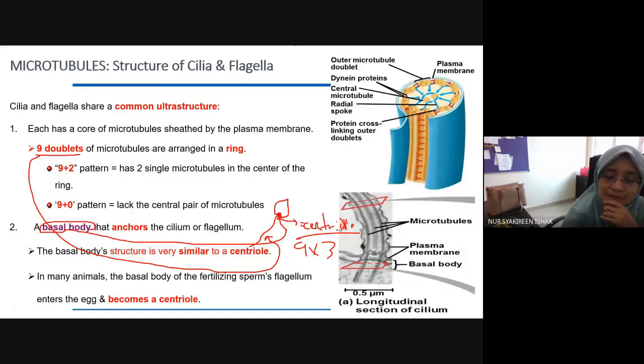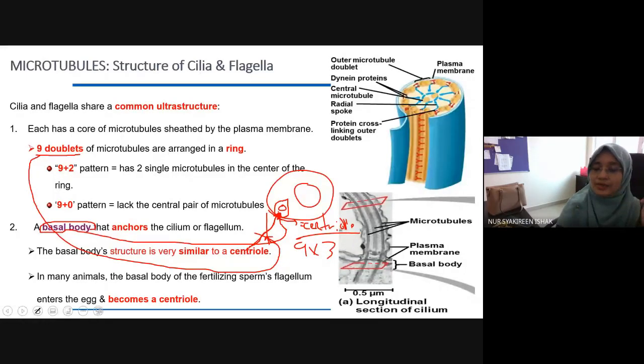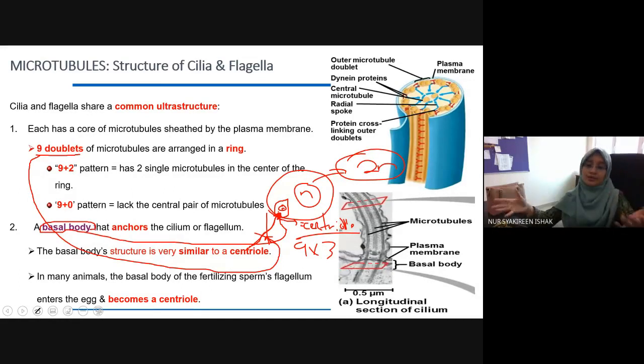So when this sperm cell fertilizes the eggs, ini egg secondary oocyte, so dia yang akan masuk sekali adalah the head which contains the DNA, the paternal DNA, and also the basal body. Flagella dia akan tak ada, dia akan tercabut. And then this is the nucleus of the eggs. The nucleus of the eggs haploid, so dia akan jadi zygote yang 2N. So centriole yang masuk ke dalam this fertilized eggs by the sperm will become centriole. So in many animals the basal body of the fertilizing sperm becomes the centriole.